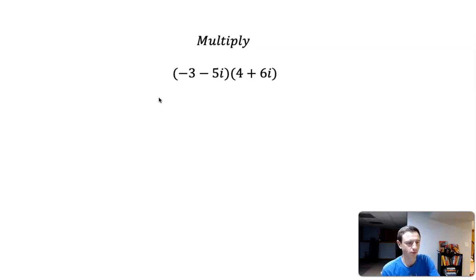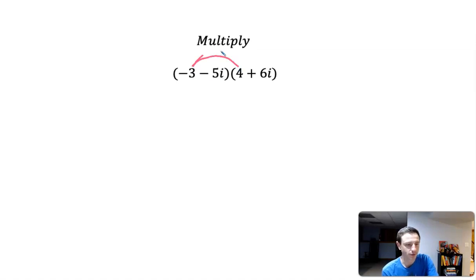In this example, we want to multiply -3 minus 5i times 4 plus 6i. So we have i there, it means we're looking at the complex numbers here. So that means you've got to know your facts about i, and we'll talk about that when we get to that. But we're just going to multiply this out just like we would with two binomials here.